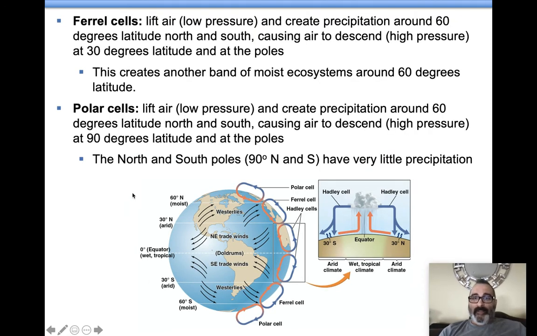All right. So we just talked about the Hadley cells. Now let's talk about the Ferrel cells. Well, the Ferrel cells also sink at 30 degrees north, okay? But they rise at 60 degrees north.